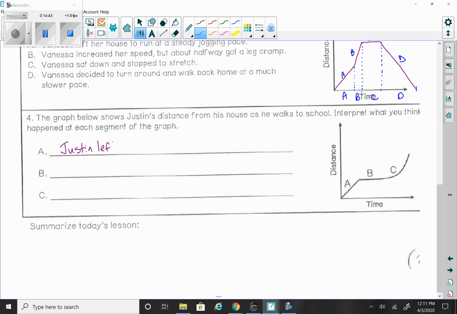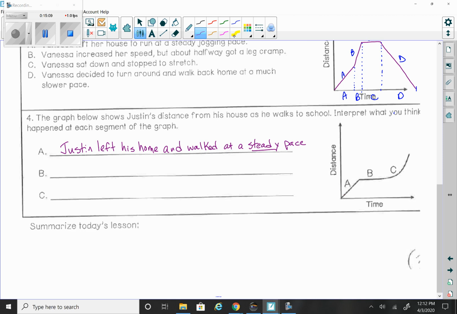Make sure you're writing this down. And walked at a steady pace. The reason we're going to say steady pace is because that's going up as a straight line, right? That's a straight line. That's a steady pace. And he's going away from the house, increasing his distance away from home.